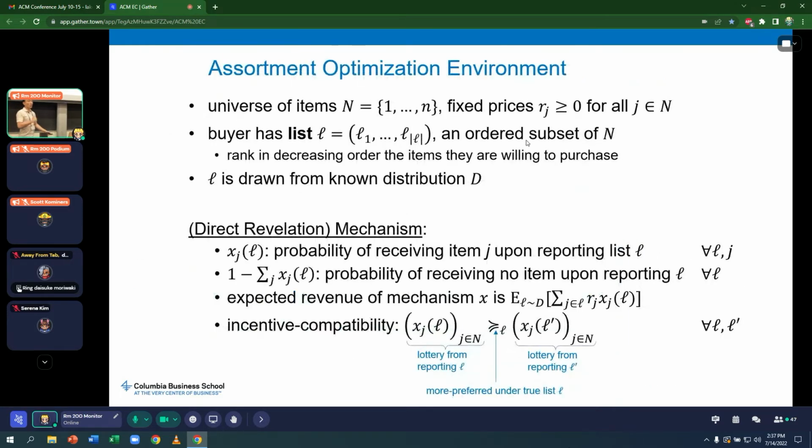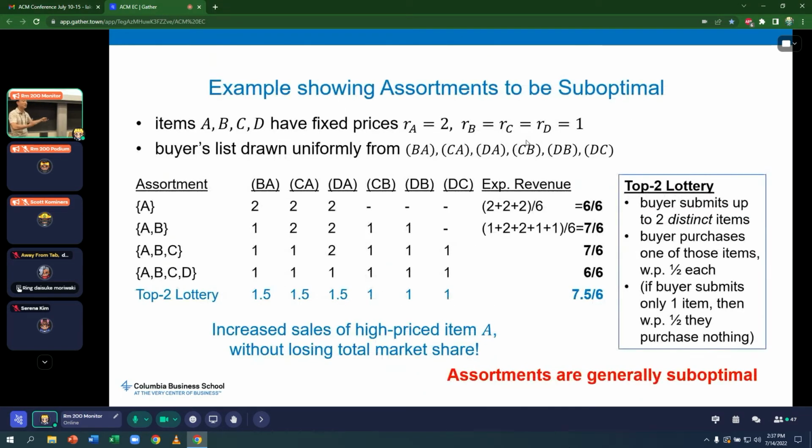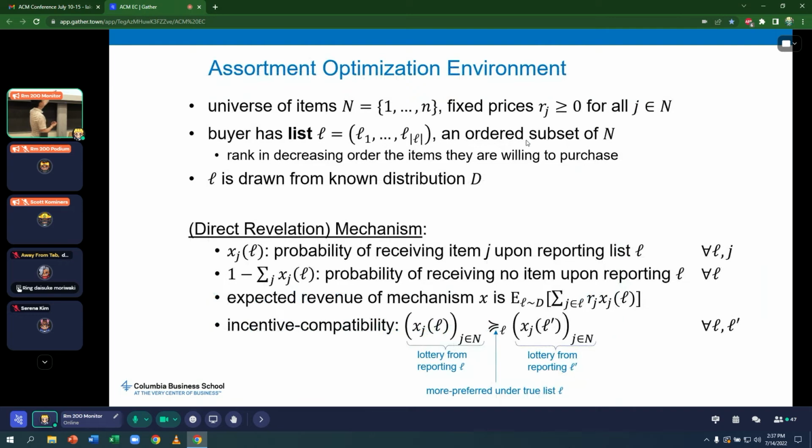All right, so let me now try to formalize quickly what is the definition of all allowable selling mechanisms in this environment. This is a fairly standard mechanism design formulation. Basically, the buyer reports their type, which is their list L, and then the mechanism is defined for each L and j by x_j(L), which is the probability that you buy item j when you report L. So all of the other constraints are standard.